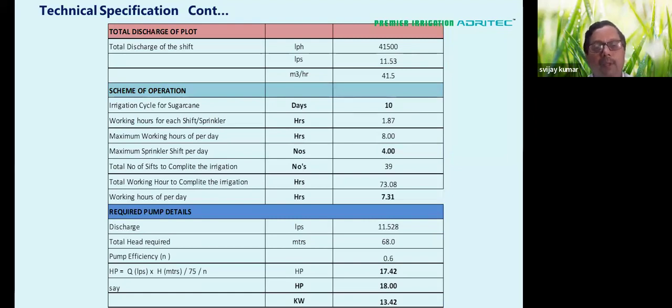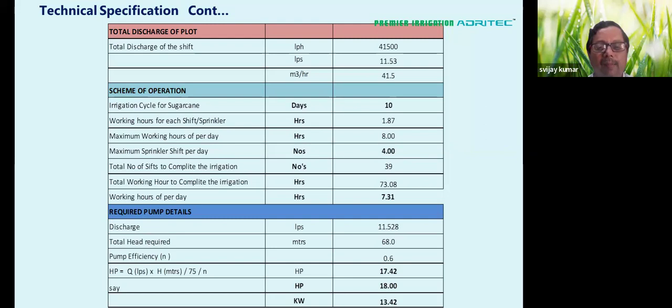So that you have actually calculated, and the liters per hour is 41,500, and you have converted it. I have given all the possible calculations because some people do it in liters per hour, some in liters per second, and some people do it in meter cube per hour. 1 meter cube per hour is nothing but 1,000 liters. So basically, 41,500 divided by 1000 will give you 41.5 meter cube per hour.